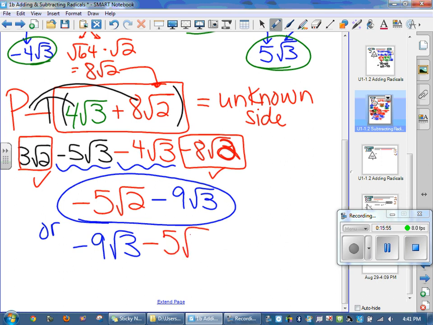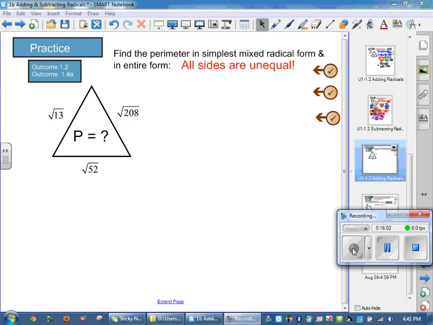This is your practice question for perimeter. Again, break down your sides into simplest mixed radical form, and then add your like radicals together to find your perimeter. Take a couple minutes to do that, press pause, and when you're ready to move on, push play.